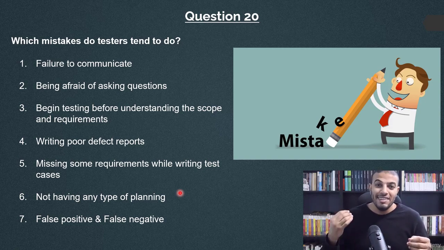This is not good. At least you should have a checklist which guides you throughout your testing. The last mistake and the most important mistake is false positive and false negative.